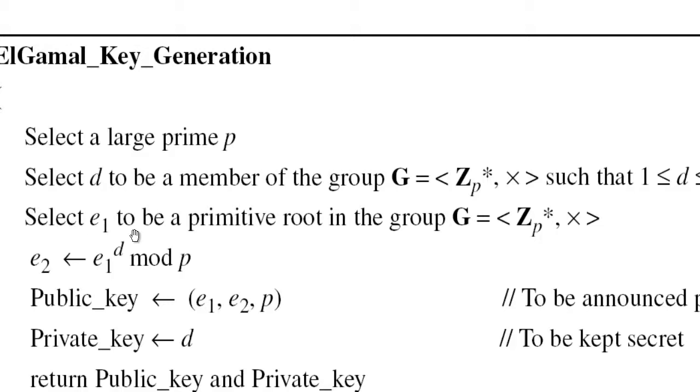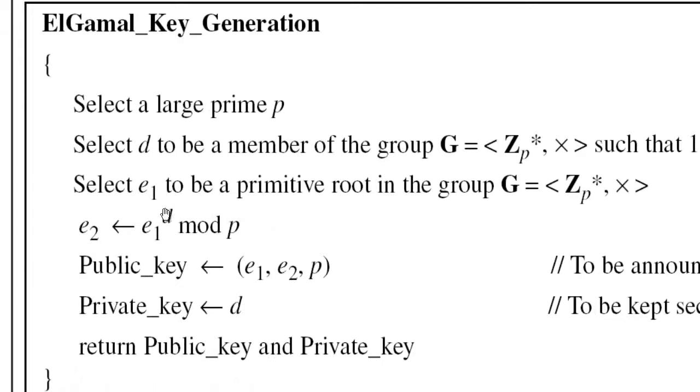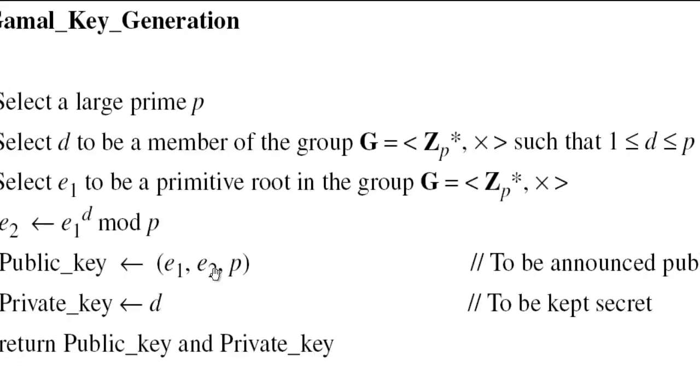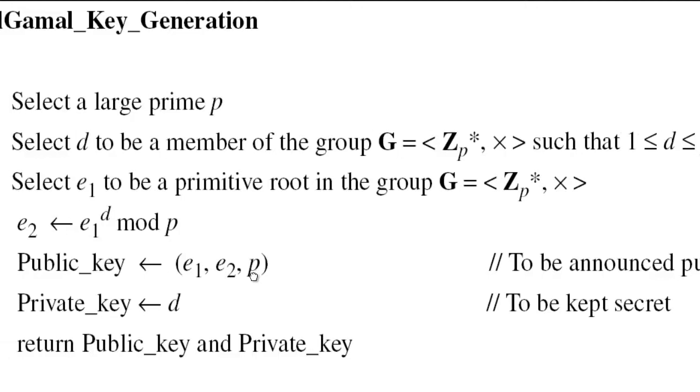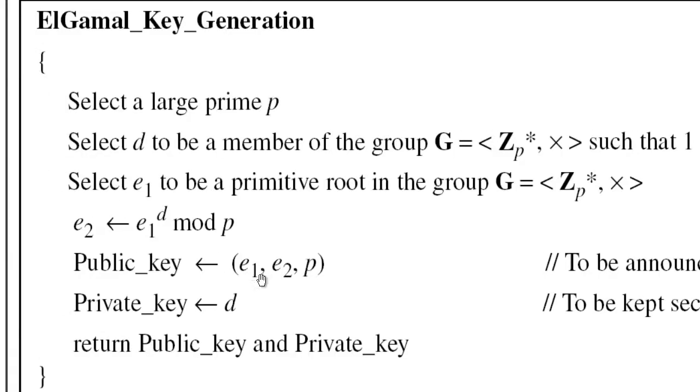Now again he has to select a primitive root in the group. So this primitive root is given by E1 and then from that it is going to be generating E2, that is E1 power D, because here this E2 is going to be sent to the person who wants to send the particular message. So now D is kept as the private key and E1, E2, P are the public key.